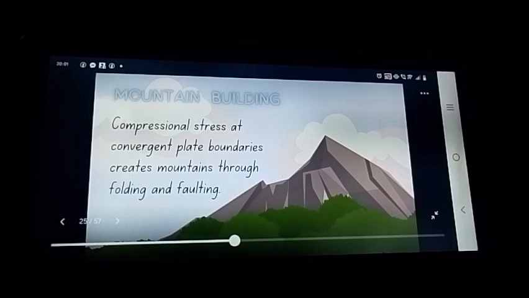So mountain building is a complex process, but it's essentially a battle between the forces of compression and the resistance of the rock. The result is the creation of some of the Earth's most spectacular features.